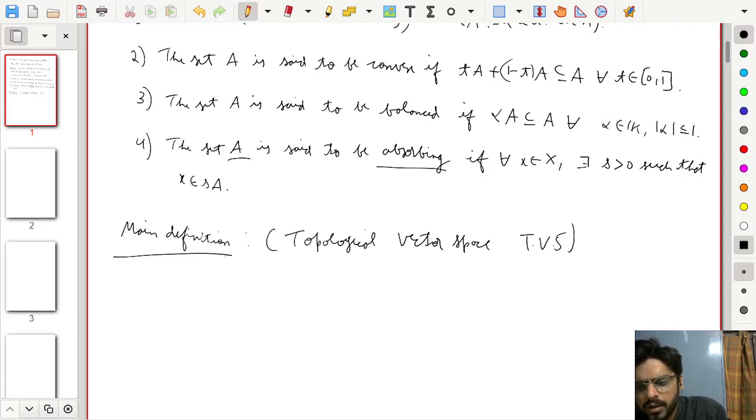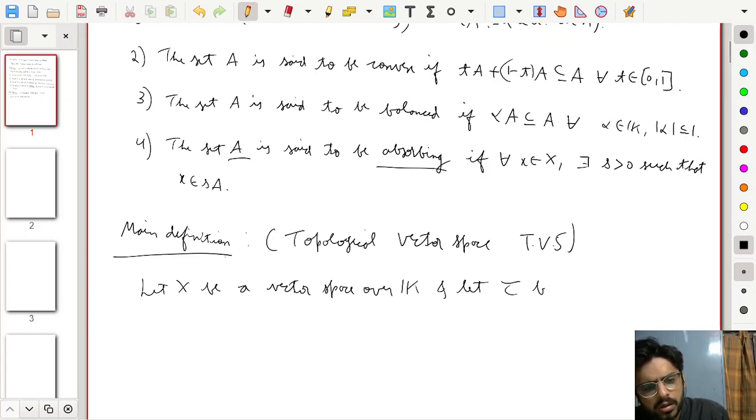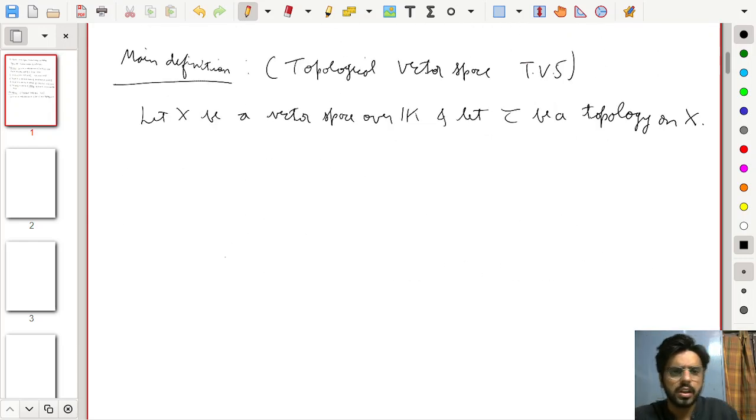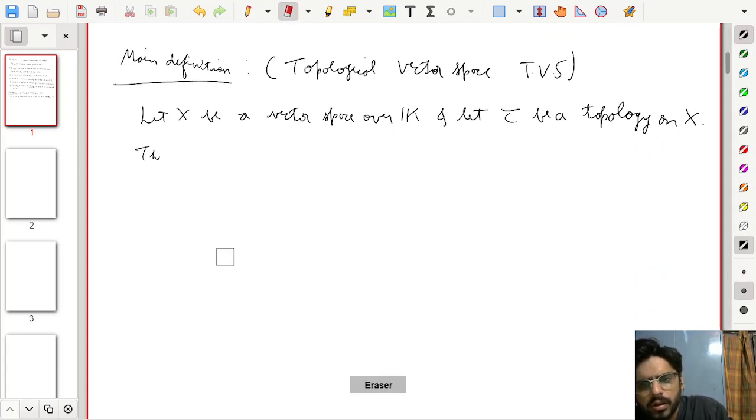Okay, so let X be a vector space over K, and let tau be a topology on X satisfying the following conditions.